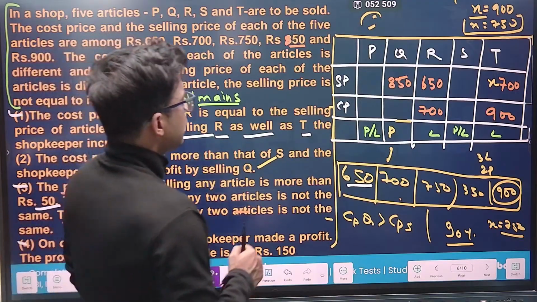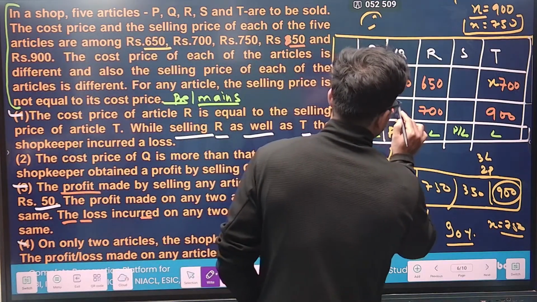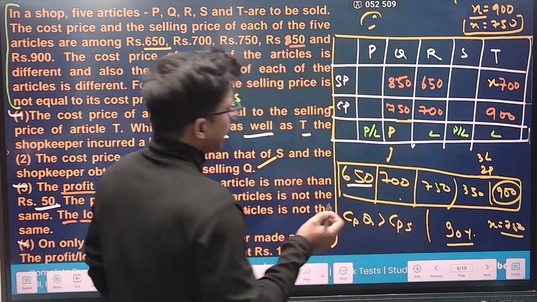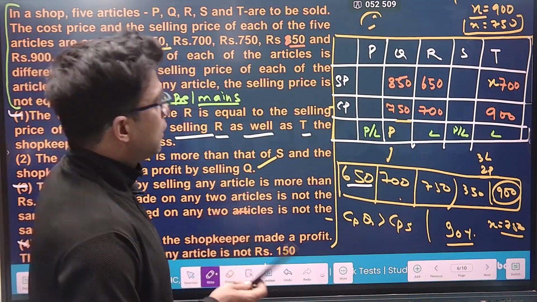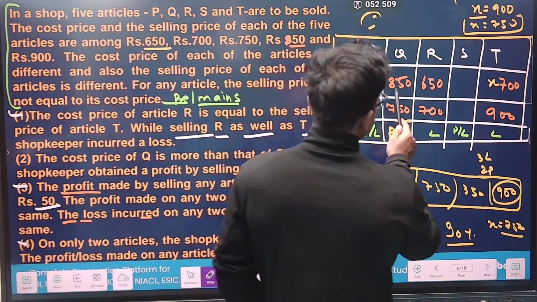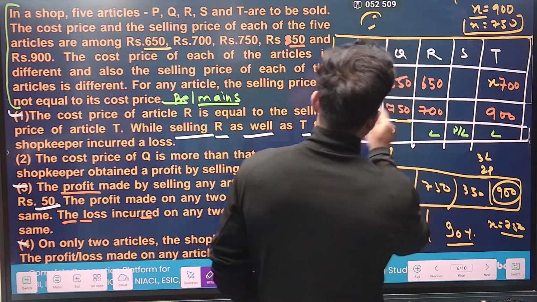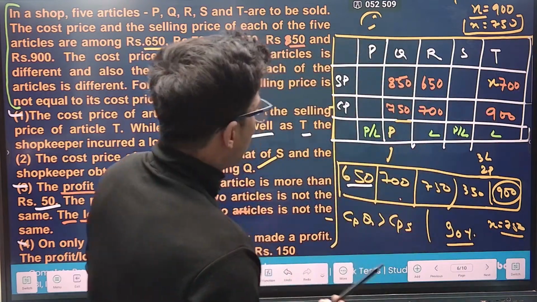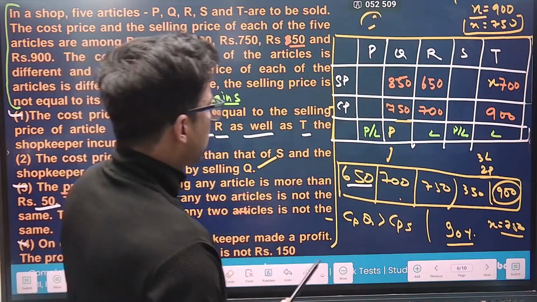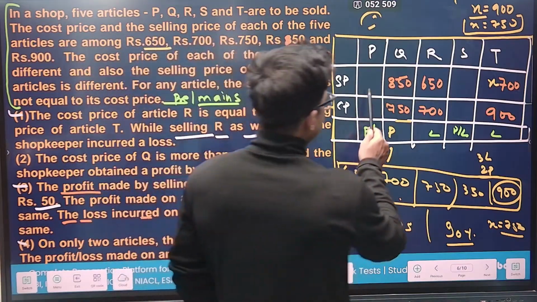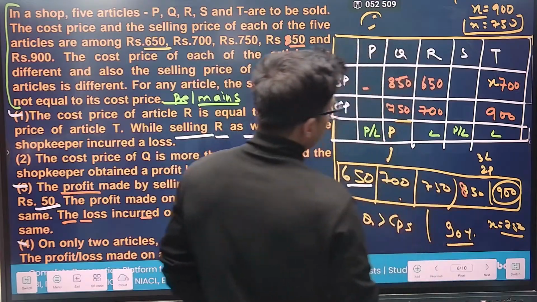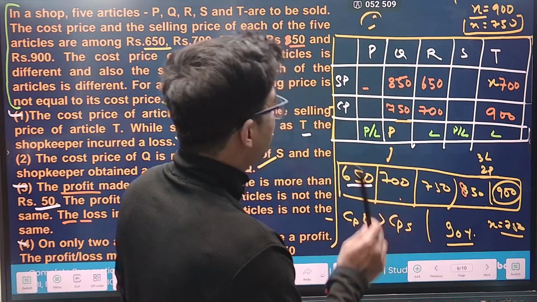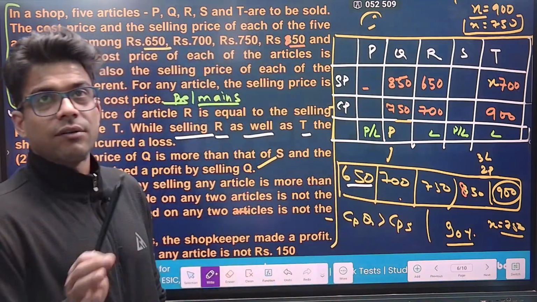I can take 750, yeah. I can take 750 here. A profit of 100 is possible for me. Now, see the point: I have used 850, 650 and 700 in the selling price row, and I need to choose only two values. One of the values should be 900, that is fine.